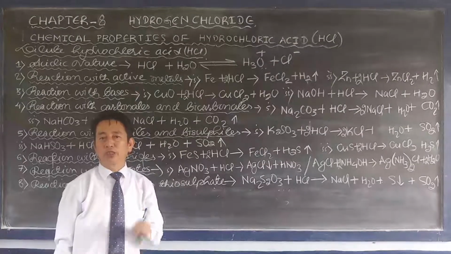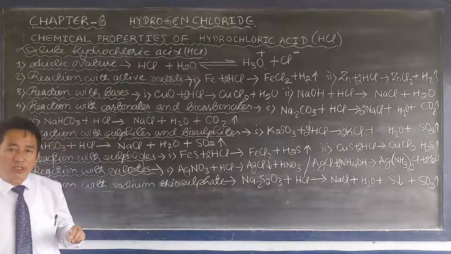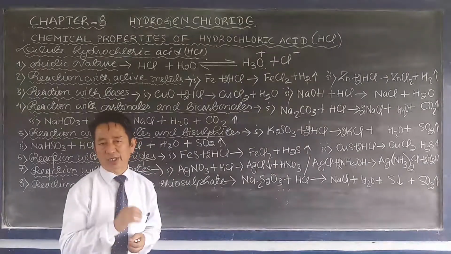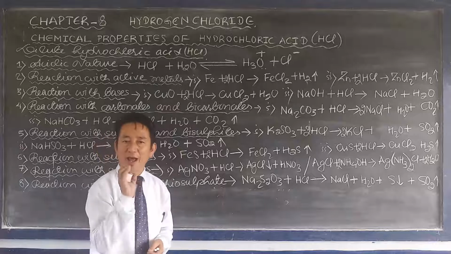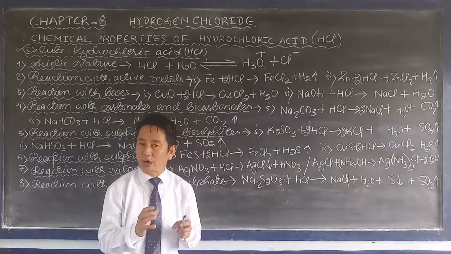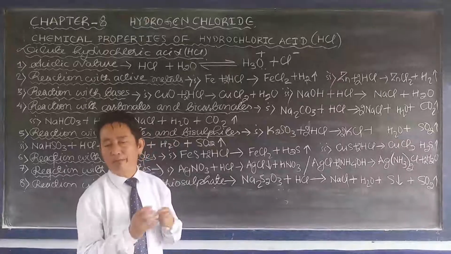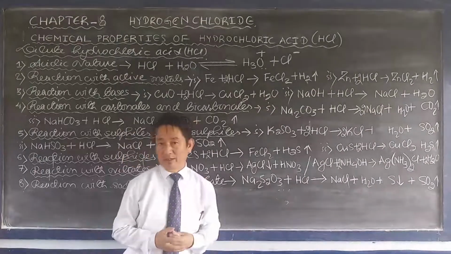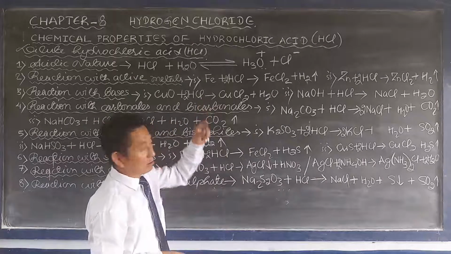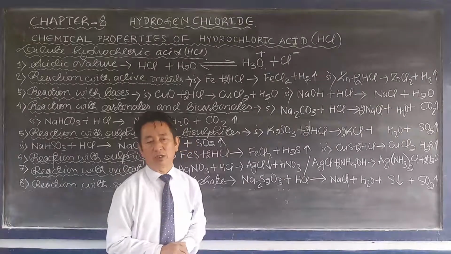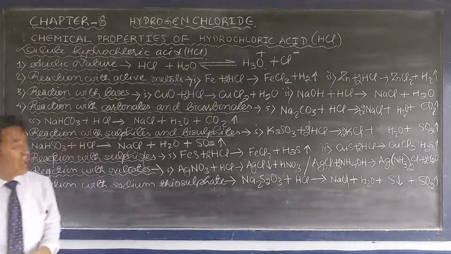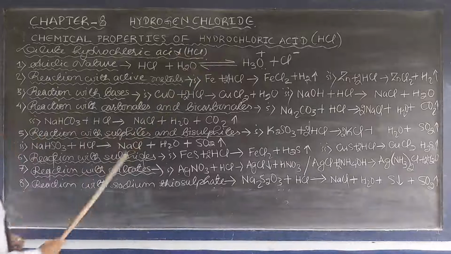Now let's move on to today's topic, physical properties of hydrochloric acid. Pure hydrochloric acid is a colorless liquid, but commercially available hydrochloric acid is slightly yellow in color due to the presence of ferric chloride as an impurity. Hydrochloric acid is sour in taste. It has a slightly pungent odor, it is corrosive in nature, and it is highly soluble in water.